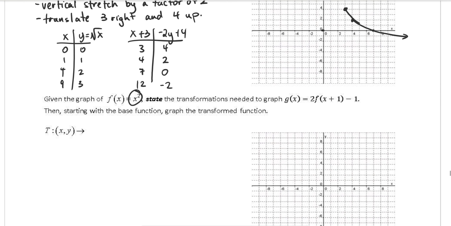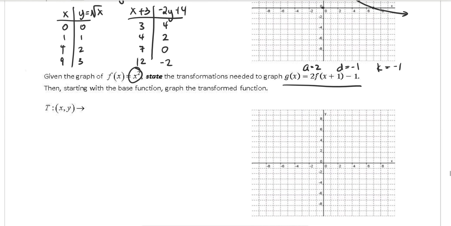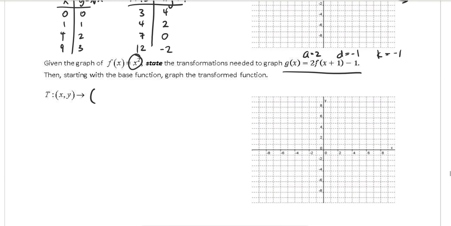All right, so what about x squared, this quadratic graph? Given this set of transformations, a equals 2, d equals negative 1, and k equals negative 1. So what am I looking at here for my transformations? Well, my mapping coordinates, so let's talk about the stretches and compressions. a is 2, so I'm going to multiply my y values by 2, so 2y. There is no horizontal stretch or compression, so x stays as x. Now my translations. Okay, I'm going to translate left 1 unit, so x minus 1, and translate down 1 unit because k is negative 1, so 2y minus 1.